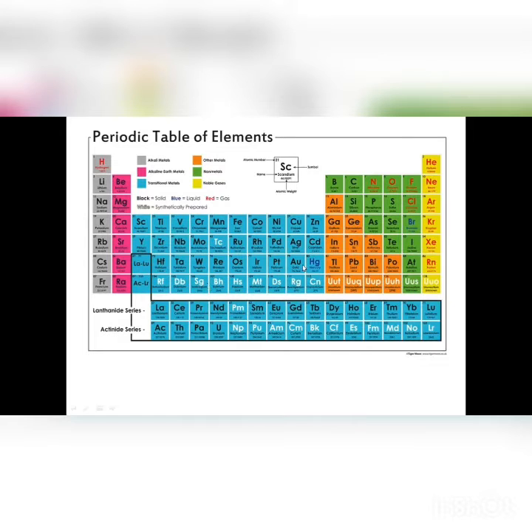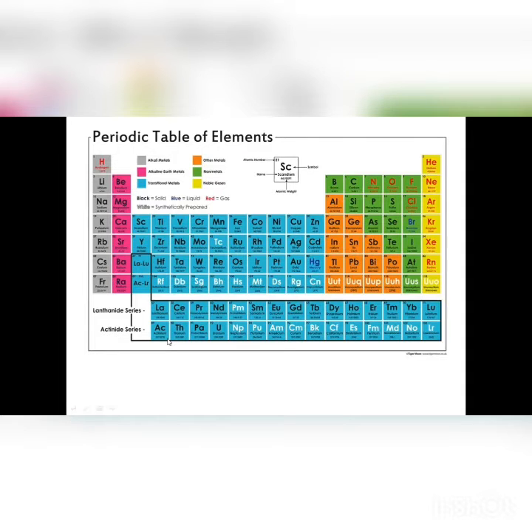Here the sixth period ends with radon, that is atomic number 86. After atomic number 86, 87 is the alkali metal francium, after which radium is there, which is an alkaline earth metal, and after radium, atomic number 88, again a series of 15 elements is there, known as the actinide series, where the first member is actinium.